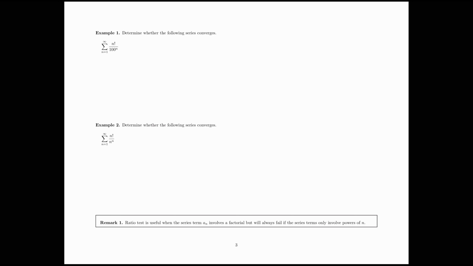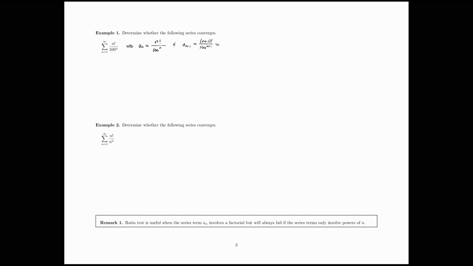But let's get started on this. For the ratio test, determine whether the following series converges. So for this series, we immediately want to write down what our sequence term is. The sequence is a sub n equals n factorial over 100 to the n. And we can write down what the next term of that sequence is, the n plus first term. So this would be n plus 1 factorial over 100 to the n plus 1.